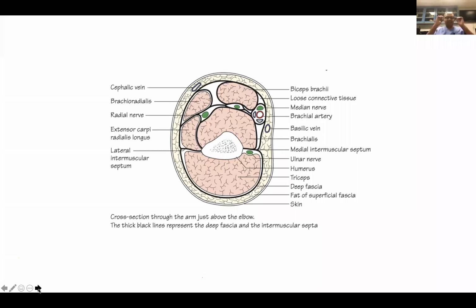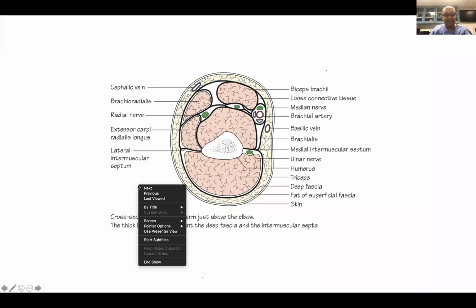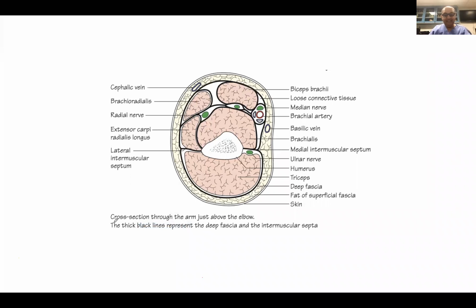Okay, guys, now what are you looking at? It's written here very clearly. Yes. It's the cross section through the arm. So guys, this is the anterior compartment and this is the posterior compartment. One muscle tells me all. This is my triceps. This is my intermuscular septum. There's a medial, there's a lateral.